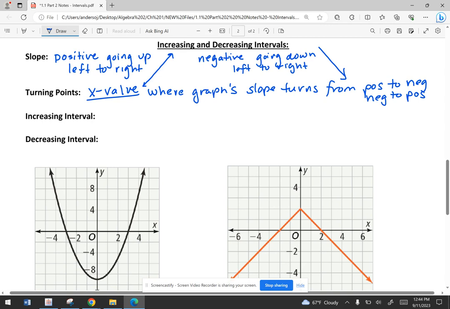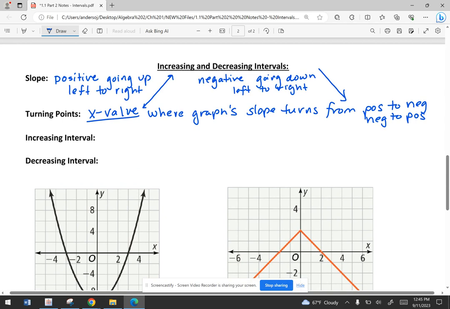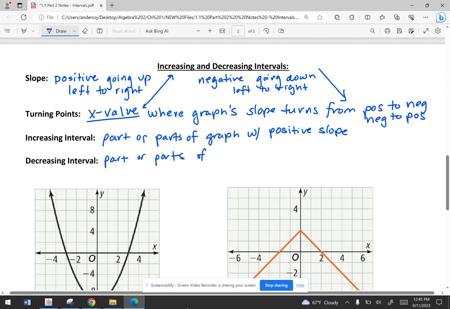Okay, intervals. We talked about intervals before, so you're familiar with that. Again, the interval is using a set of parentheses, except now it's going to be a part or parts of the graph with a positive slope. And that means that a decreasing interval would be a part or parts of the graph with a negative slope.